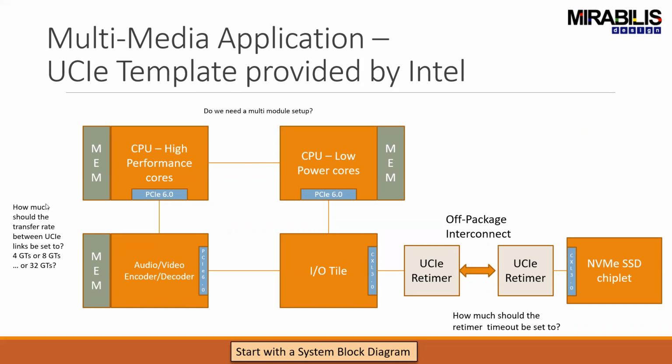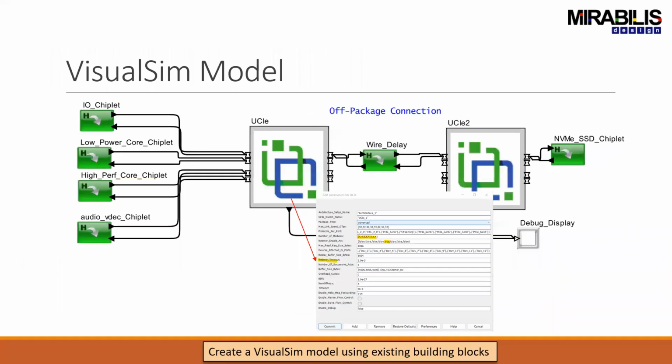So what you're doing is you create a block diagram that looks like this. Once you have created a block diagram like this, the next step is to create a model using the VisualSim environment. VisualSim is an architecture modeling tool that provides you a large number of library components to allow you to create these different types of models. One of the key components that has been introduced in the tool right now is UCIe.